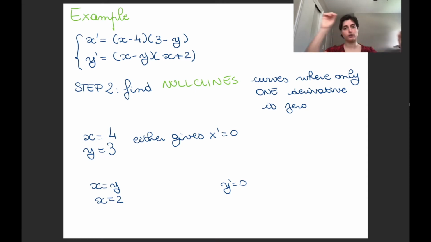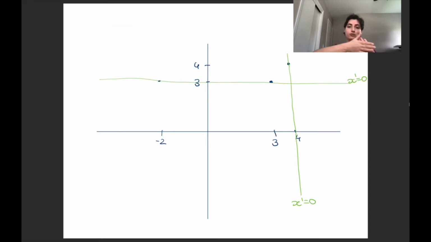That is, curves in our graph where only one of the derivatives is equal to 0. So as before, we divide x prime equal to 0 into two factors, either x equal to 4 or y equal to 3. Either of these gives us a curve in which x prime is equal to 0. And x equal to y and x equal to minus 2, either of them gives us a curve on which y prime is equal to 0. So what does that mean? That means we can draw the line y equals 3 and the line x equal to 4, and we know that on these two lines x prime is equal to 0.